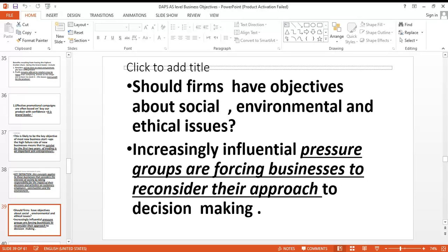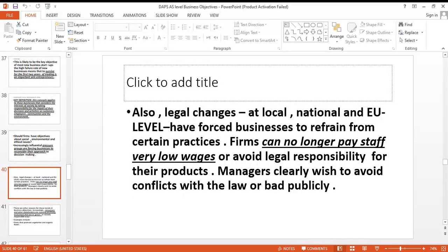Okay, why have people adopted this? It's because of the increasing pressure applied by pressure groups. Okay, now what are pressure groups? Pressure groups are interest groups that put pressure on the businesses to adopt certain policies and on the government to adopt certain laws. Okay, so they might put pressure on the government to make laws that will force the firms to use environmentally friendly production methods.